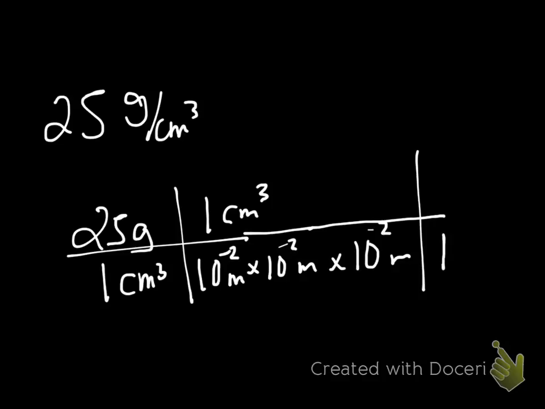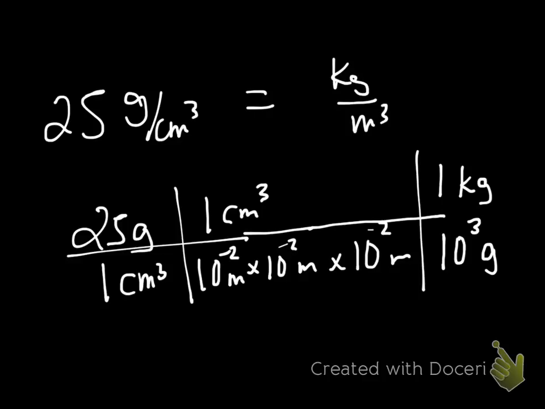So 10 to the third grams is equal to 1 kilogram. So if you're going into kilograms per cubic meter, this is the big key, is remembering to set that up. Okay, quiz tomorrow.